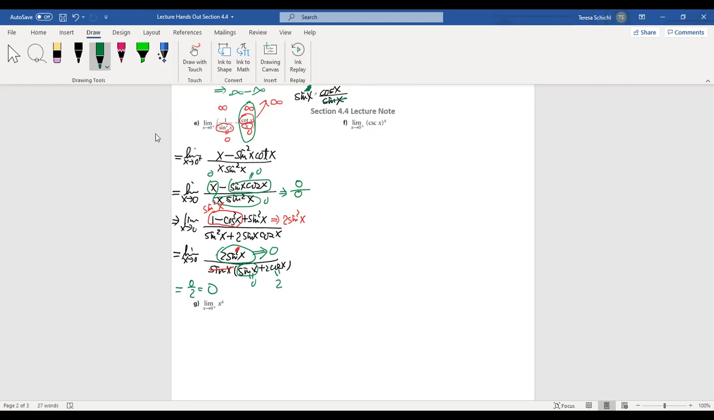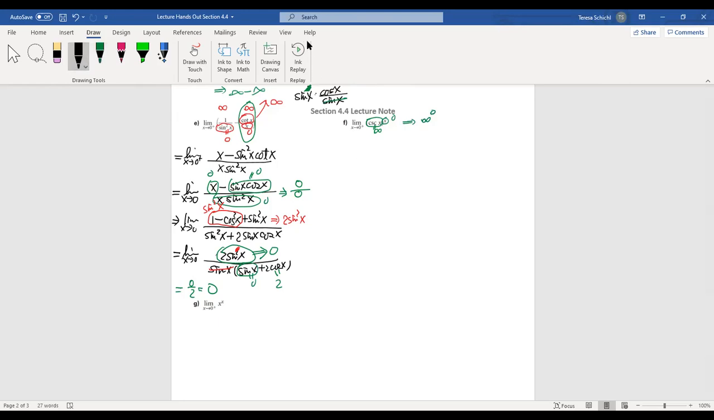All right, now let's take a look at part F here. Part F is the limit as x approaches 0 of cosecant x to the x squared. So let's check. This one is 0. So cosecant x is what? It's infinity. So this gives us infinity to the 0 power. So we know this is an indeterminate form.